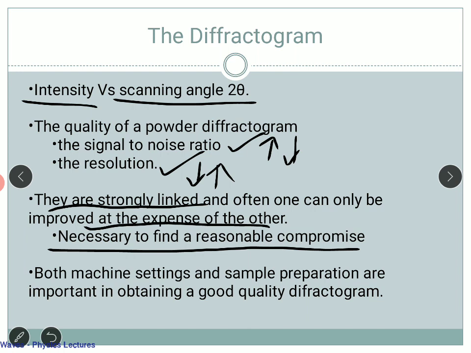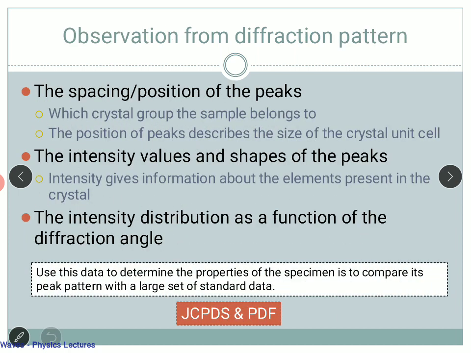Now, both machine setting and sample preparation are important for obtaining a good quality diffractogram. So if you are going to get a good quality diffractogram, you have to have the right machine settings, the parameters that I have already mentioned, and your sample preparation should also be good.